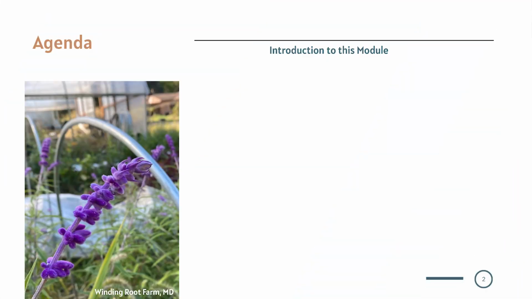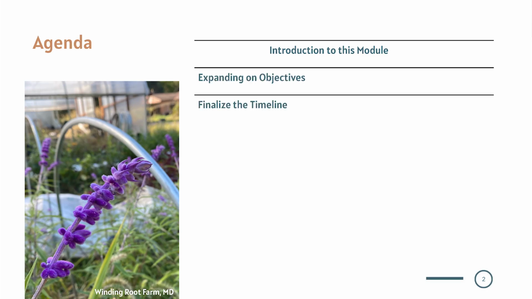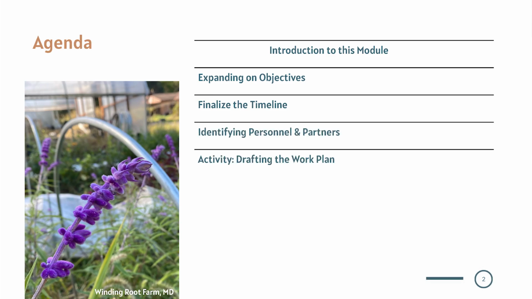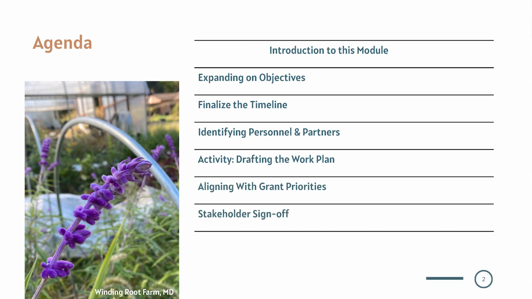Our agenda in this video will build on Module 2 by expanding on the Very Good Farm's objective, mapping out a timeline and activities, and finally, identifying personnel and partners. We'll dive into drafting a work plan together, ensuring it aligns with grant opportunities, and talk about securing stakeholder sign-off. This will all be done through the development of a work plan.